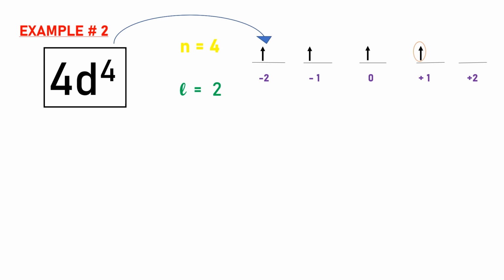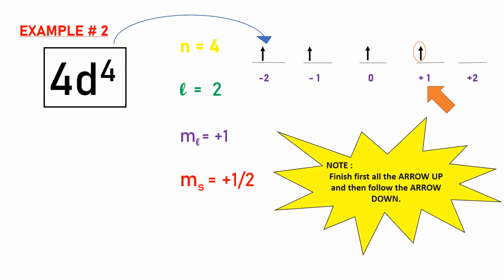So afterwards, as you can see, the arrow is pointing upward. Therefore, your ML stops at +1, and your spin has a value of +1/2 since the arrow is moving upward. Okay, finish all the arrows up and then followed by the arrows down. It's easy, right? So let us have the third example.